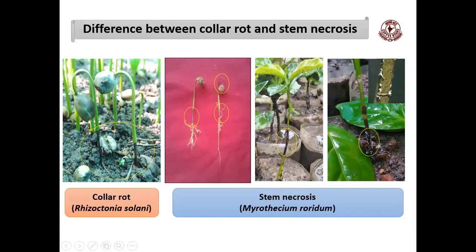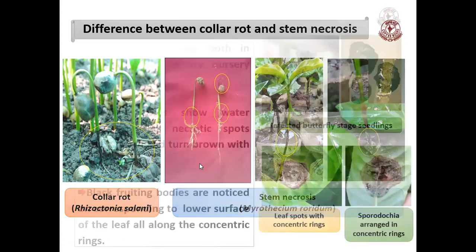And this is a larger view of the sporodochia, or the fruiting bodies of Myrothecium roridum. The presence of fruiting bodies is the clear difference between collar rot and Myrothecium roridum, because Myrothecium roridum can infect the collar portion also, and some may get confused between collar rot and Myrothecium roridum. So the presence of fruiting bodies will indicate the infection of Myrothecium roridum.